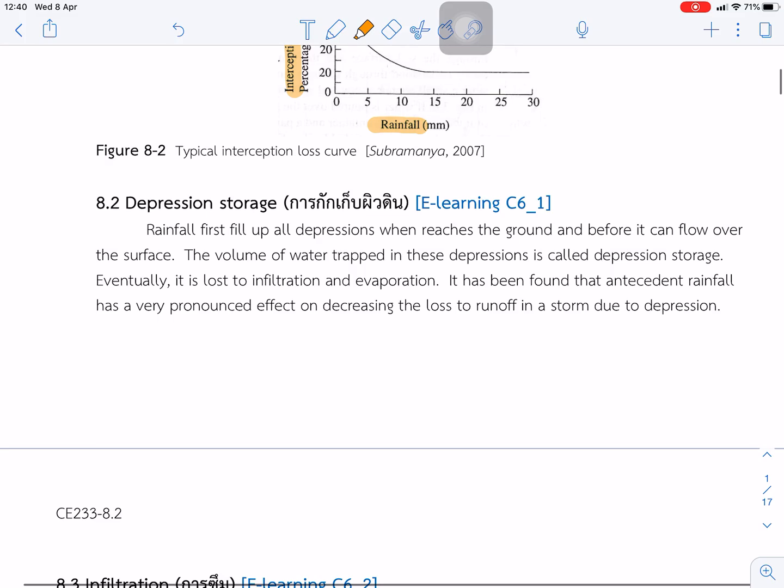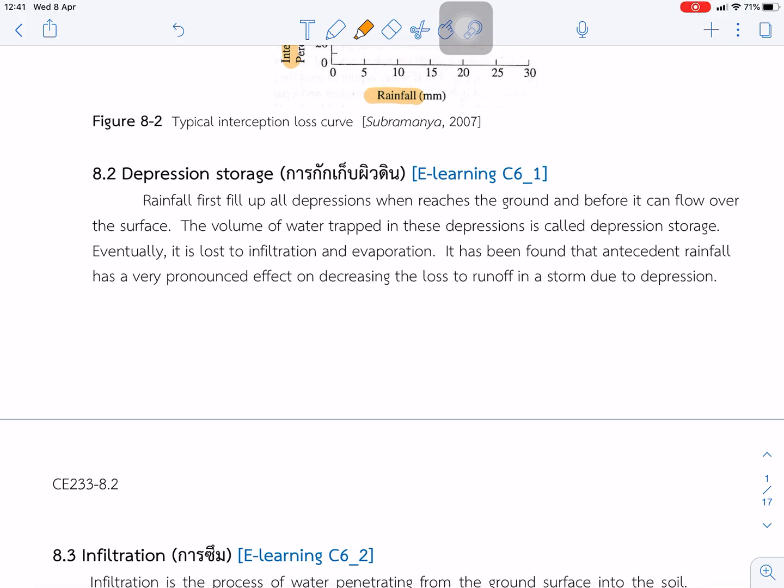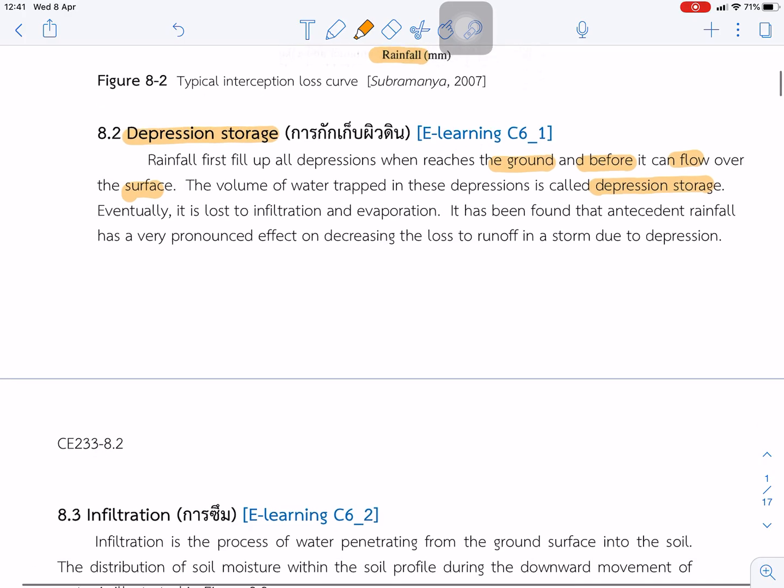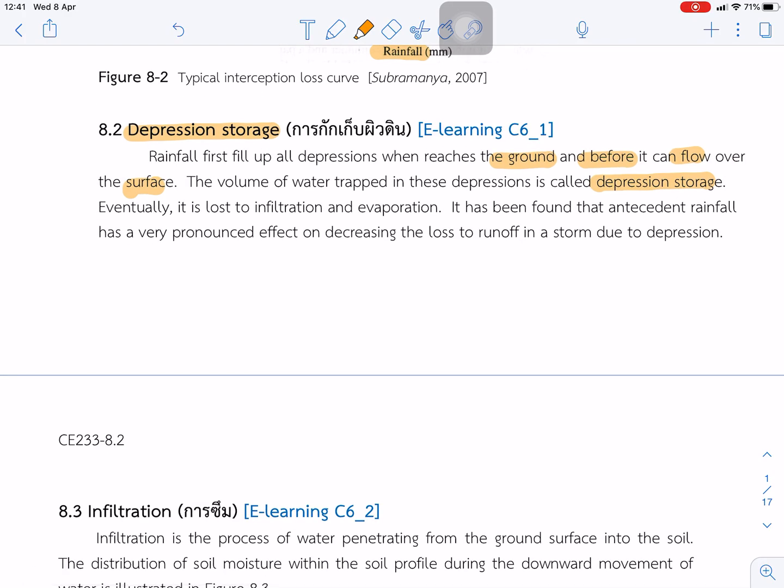Once the rainfall arrives at the surface, it is stored in the depression storage. The rainfall reaches the ground, and before it can flow over the surface, it has to be stored in the depression storage. And eventually it is lost to infiltration or evaporation.